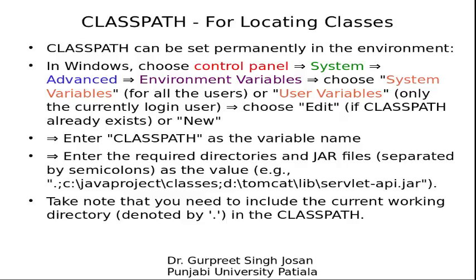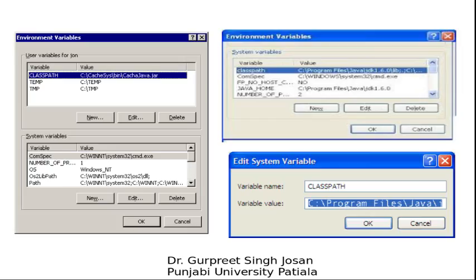You can see a dot here, which is one special location. Dot denotes the current working directory. So it will automatically look into the current working directory for the class file. If not found there, then it will go to the next location, and if not found there, then the next location, and so on. So you have to define the class path. You have to tell the system about all the folders where the class files can possibly be residing. So this is how you set the class path.